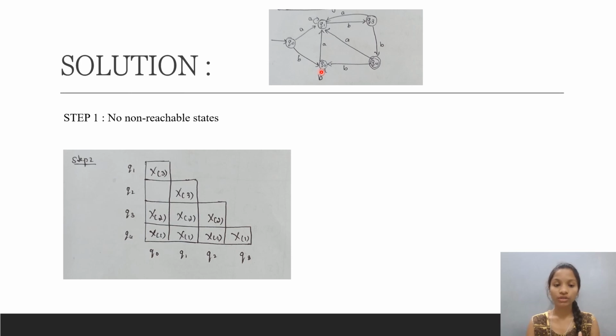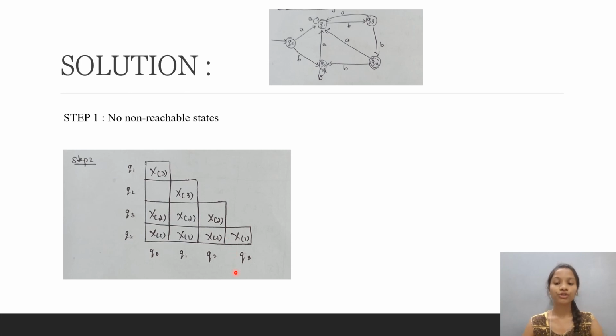Then step 2: we have to create a table in such a way that column-wise we have to exclude the first state. So what are the states we have got? Q0, Q1, Q2, Q3, Q4. Among them we have to remove the first state, that is Q0. We should not include the Q0 state here. And while writing the horizontal states, we have to remove the last state, that is Q4. We should not include the last state in the horizontal states. Then we construct the table.